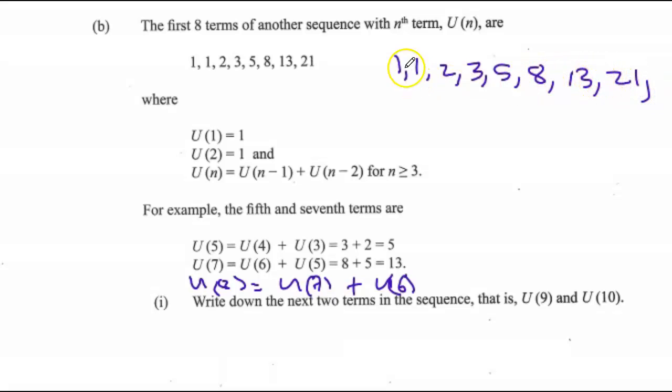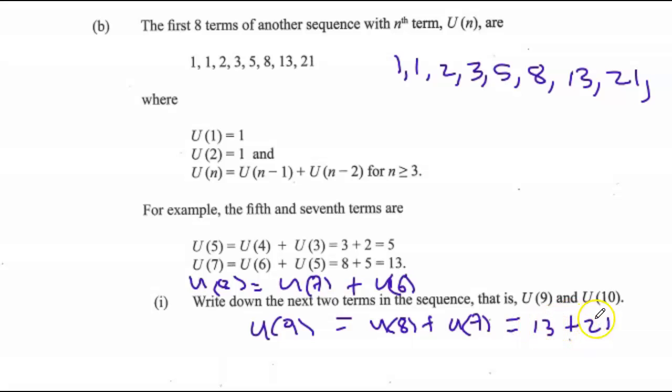So counting 1, 2, 3, 4, 5, 6, 7, 8, we have up to the 8th term. So the ninth term would be the 8th term plus the 7th term, which is 13 plus 21. What's that? 34. So the 9th term will be 34.